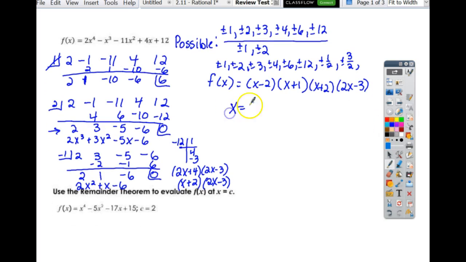So my x's are 2, negative 1, negative 2, so plus and minus. I get the plus here and the plus here and the minus here, and then a 3/2.